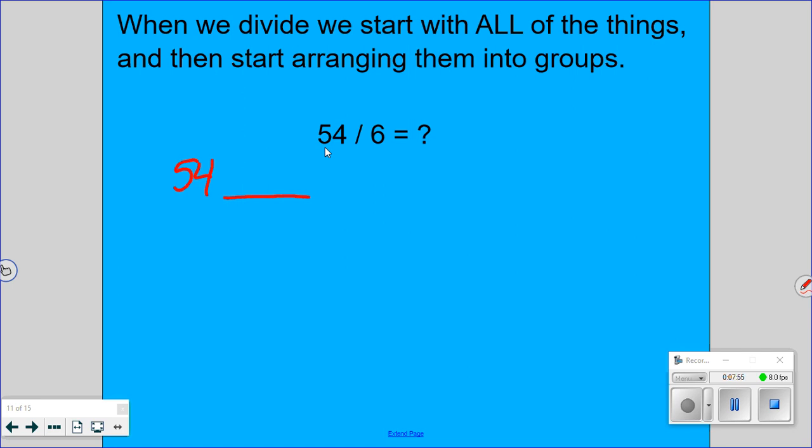54 what? What do you want 54 of? Skittles. 54 Skittles. Paxton, what'd you write? 54 what? Cars. 54 cars. Cole, what'd you write? 54 what? Legos. 54 Legos.